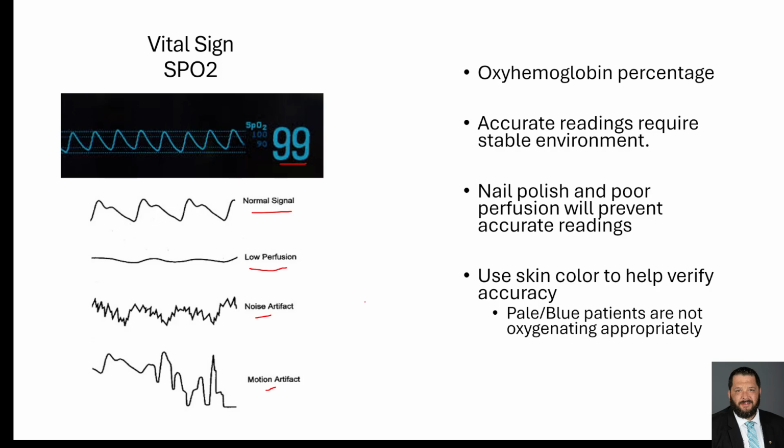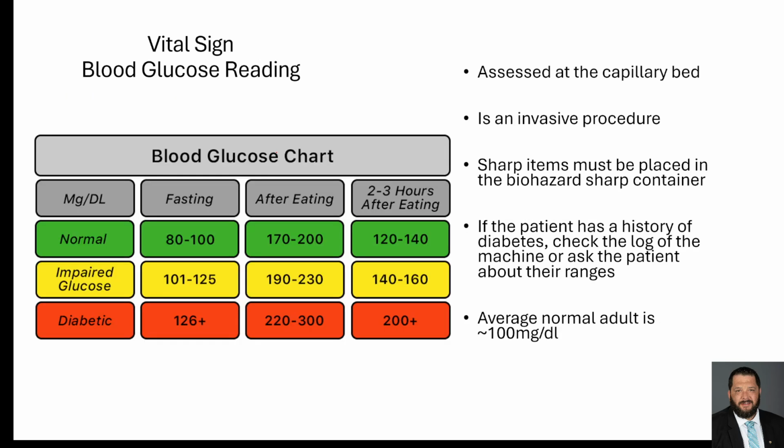That includes things like nail polish, okay? Skin color can also help you as an indicator tool here to make sure that the patients are oxygenating appropriately. And then low perfusion. So if they have a really low blood pressure and the capillary beds aren't perfusing, you also may not get a good reading here.